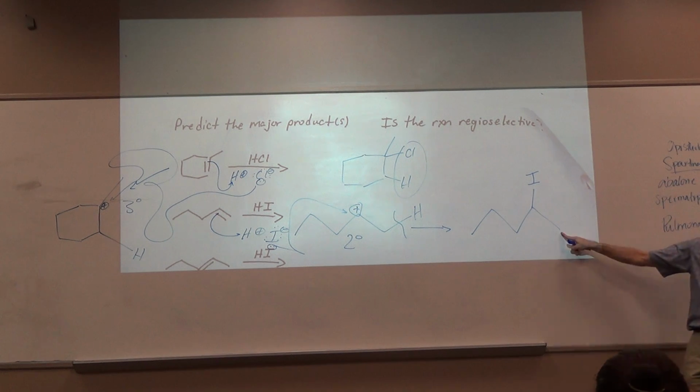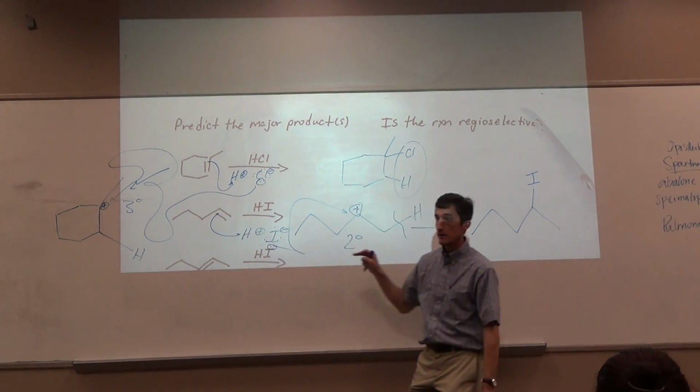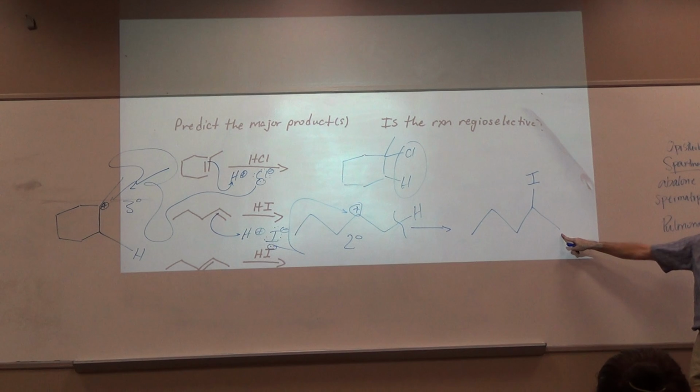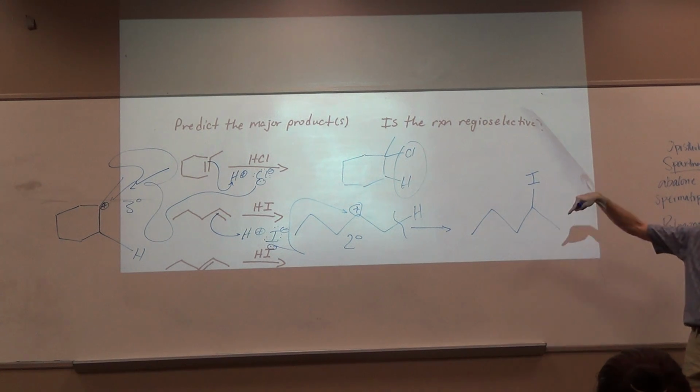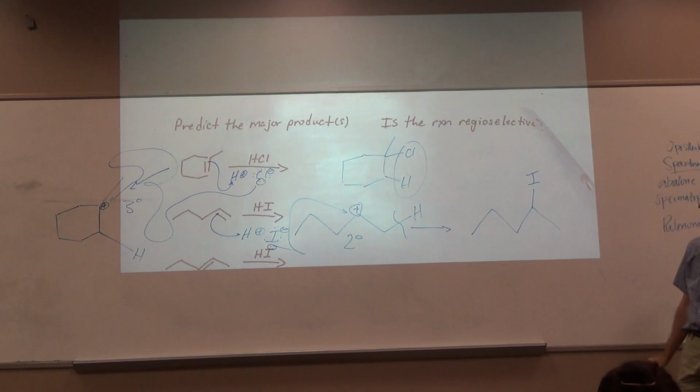There's a new H on the end, right? Because to begin with, there were 2 on the end. Now there's 3 on the end. We just did an addition of HI. We did a hydrohalogenation. We made an alkyl iodide. Various terminology that we could use.